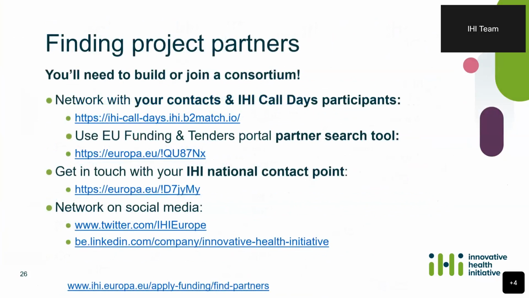So, finding project partners. Of course, if you want to be an applicant, you're going to have to either join a consortium or build your own consortium. To do this, you're going to have to go out there and start networking. You can, of course, use your own contacts. You can interact with some of the participants in today's webinar. We will be putting up a list of all participants in today's webinar, should they agree to have that on the internet. You can use the partner search tool on the EU funding and tenders portal to find potential partners. You can, of course, contact the IHI national contact point, and you can network on social media, of course.